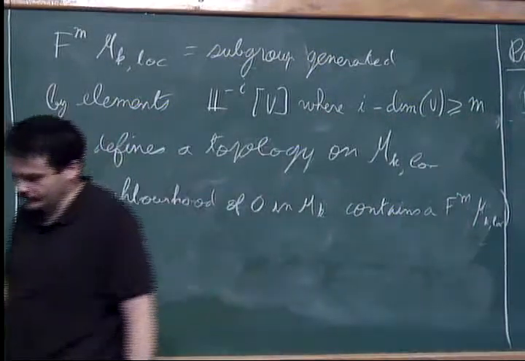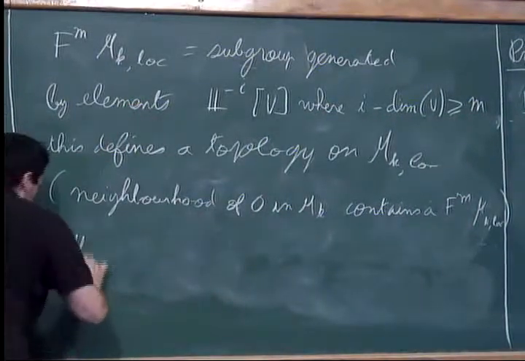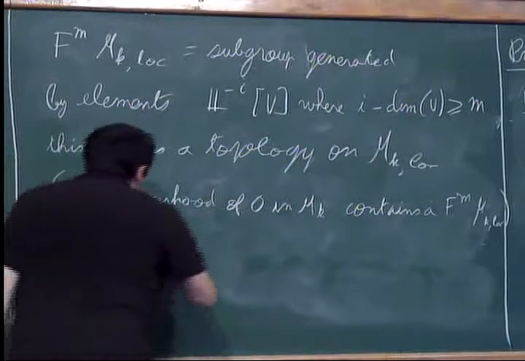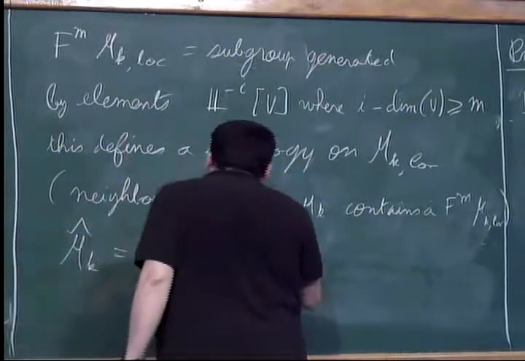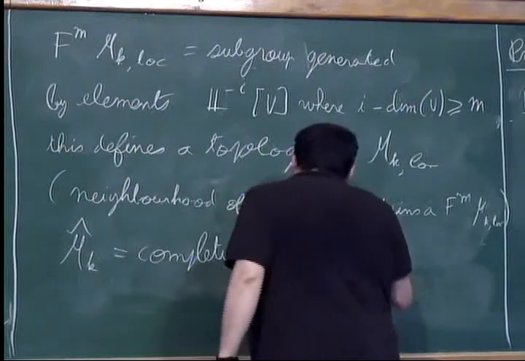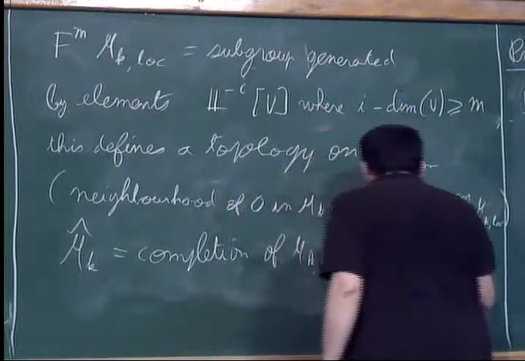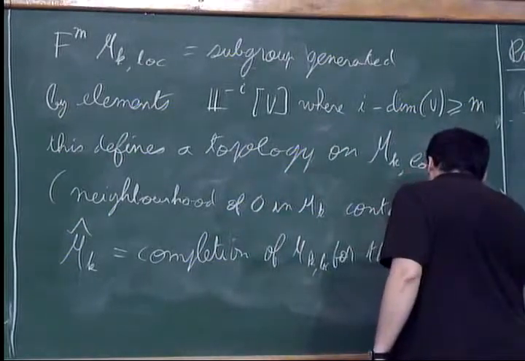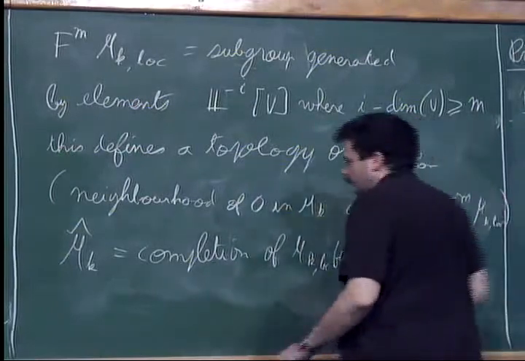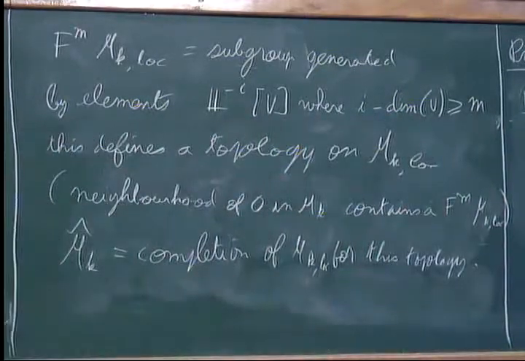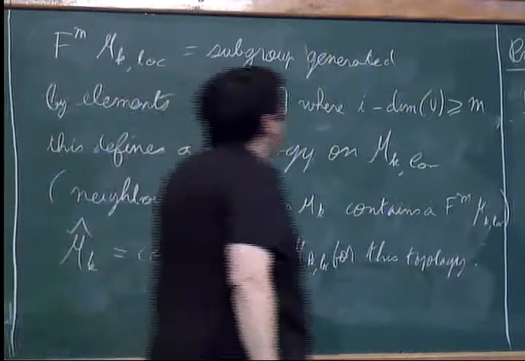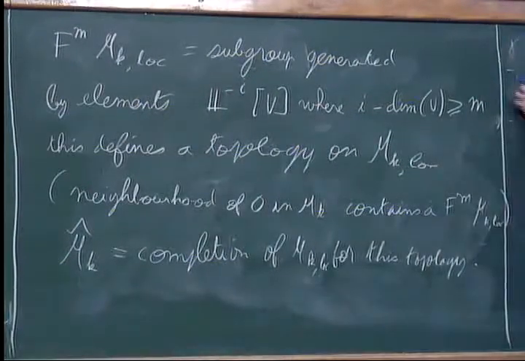And I take then MK hat to be the completion of MK log, sorry, for this topology. So the point is that in that MK hat, I'm able to take the limits of the class of moduli space. Okay, so now I have the tool I needed to be able to look at limits.